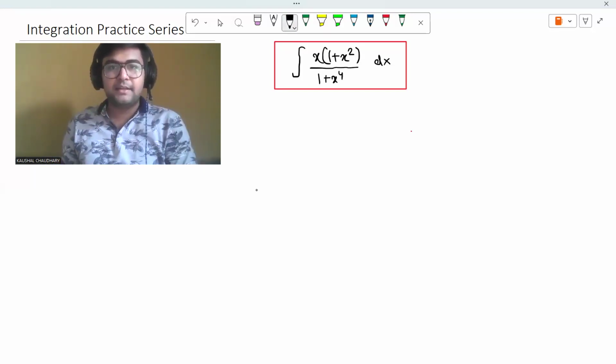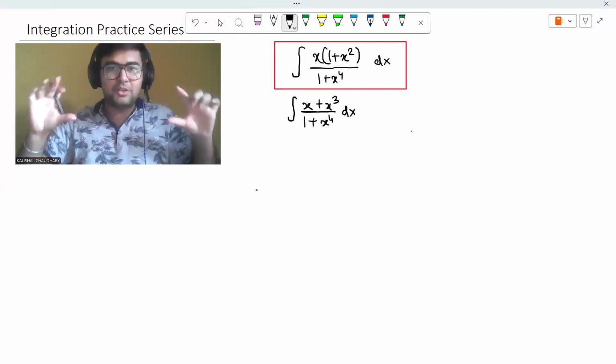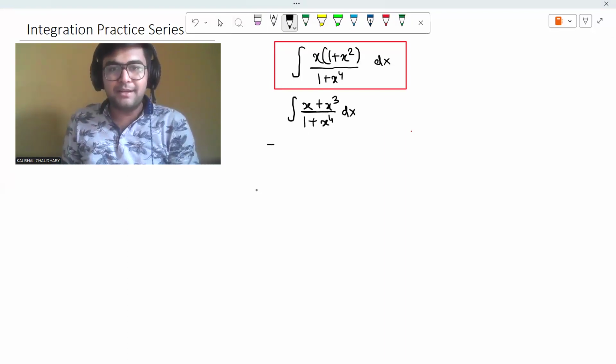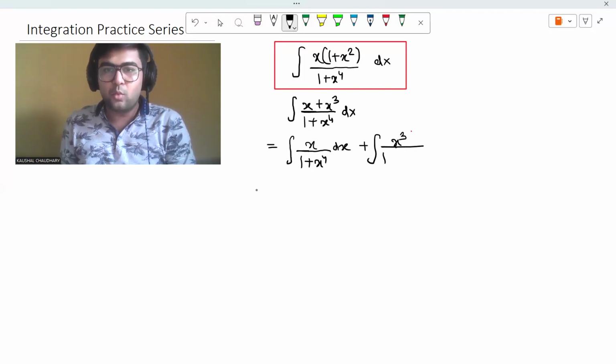So let us start. Integration of x plus x cube divided by 1 plus x to the power 4 dx. I have just multiplied and opened the brackets in the numerator. Now we can split this integral into two parts. Integration of x upon 1 plus x to the power 4 dx plus integration of x cube upon 1 plus x to the power 4 dx.